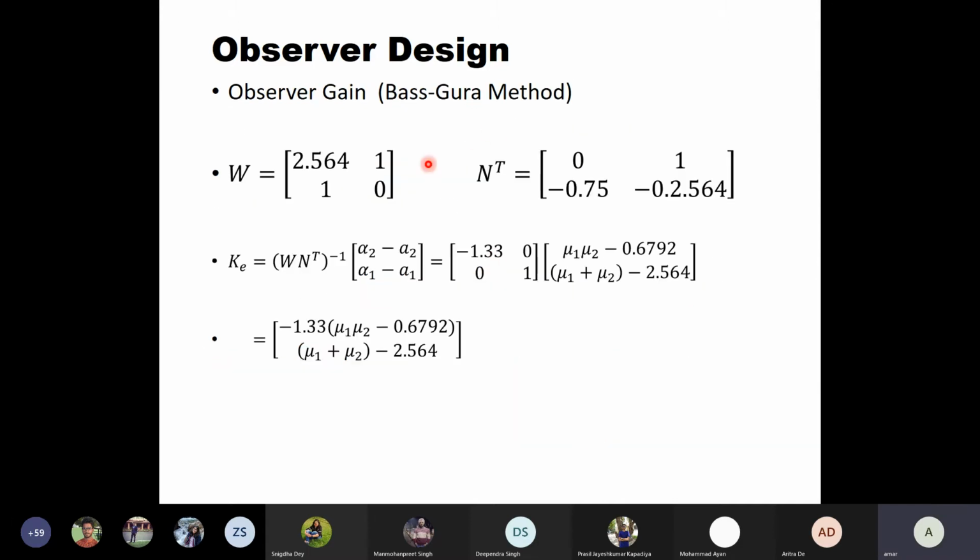Now the observer gain using the Bass-Gura method. I know the value of W, which will be A1, 1, 1, 0. I know the N matrix, I know the observability matrix, so N transpose will be this one. So I will find Ke from the Bass-Gura formula, and I will get the expression for Ke in terms of mu1, mu2.